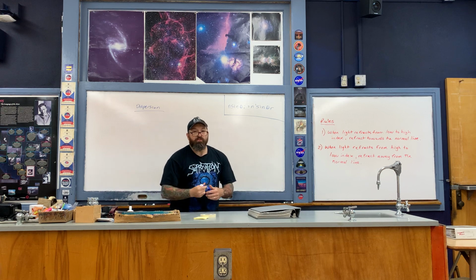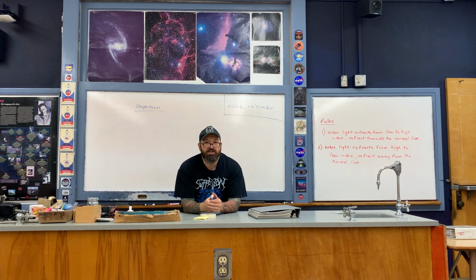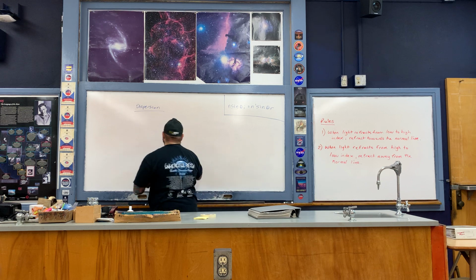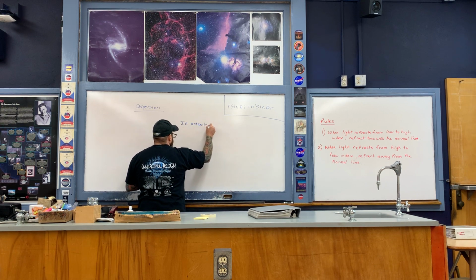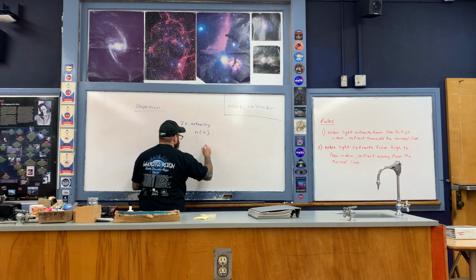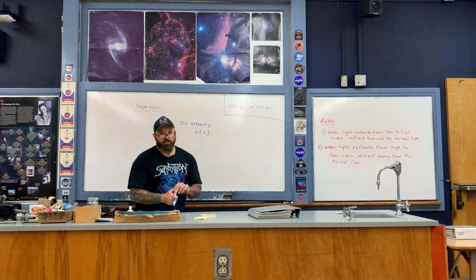Okay, as I've described, when light interacts with matter, it slows down. But it doesn't slow down by the same amount for all colors or wavelengths of light. The wavelength itself is important. What this means is that the index of refraction of a material is actually a function of the wavelength of the light itself. So in actuality, the index of refraction is a function of the wavelength.